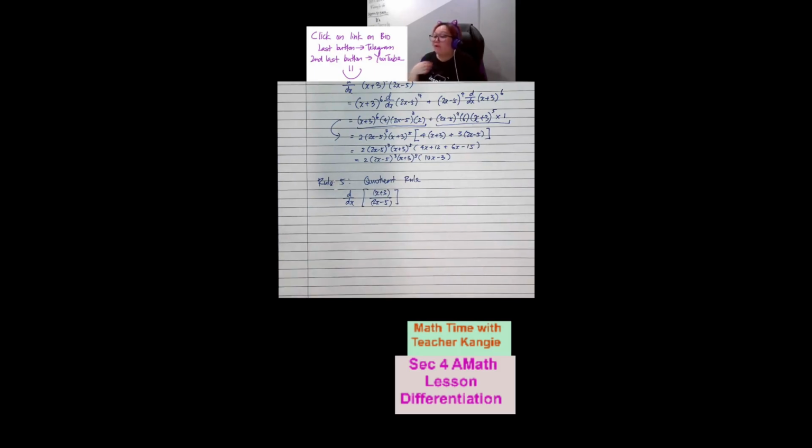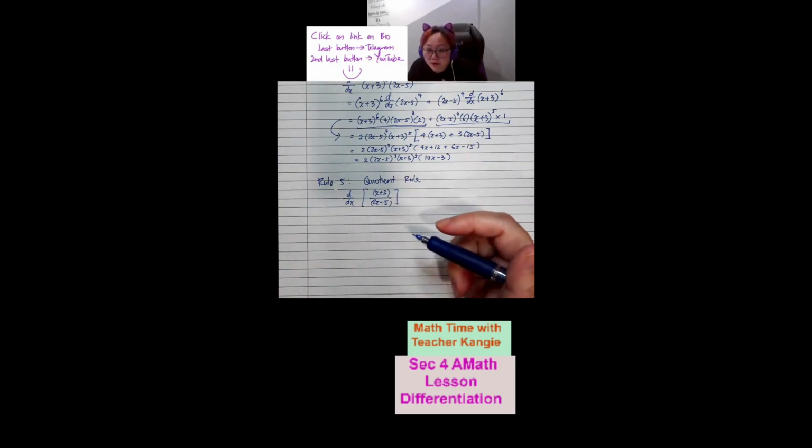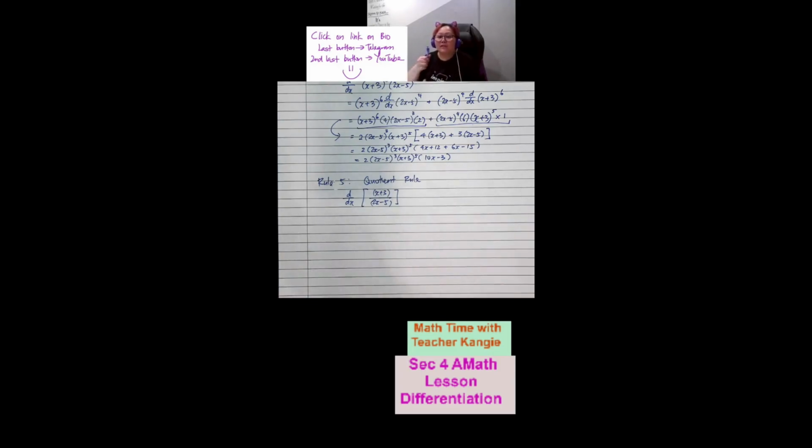So, the quotient rule, for me, is: keep the top, differentiate the bottom... when it's quotient, not keep the top, it's keep the bottom first. The bottom is more important.